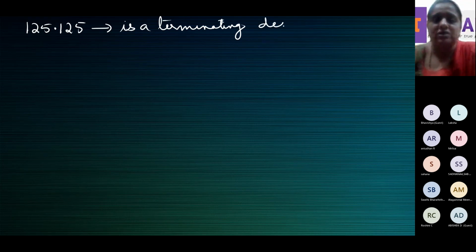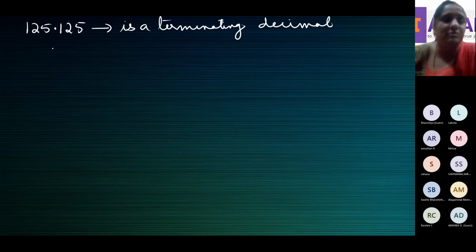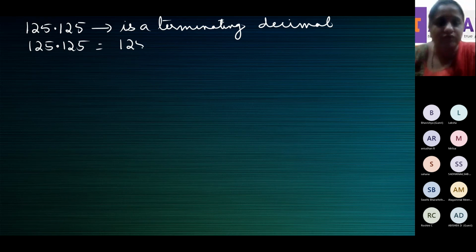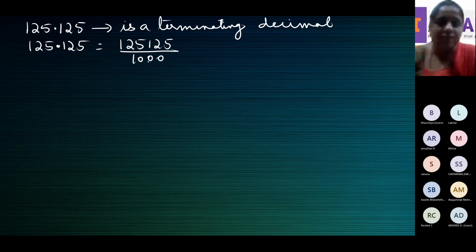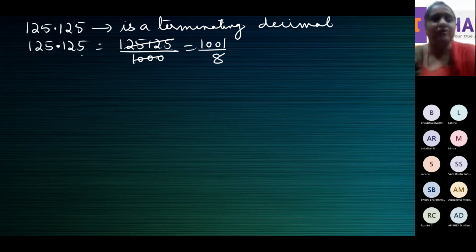125.125. This is a terminating decimal. Its P by Q form is 125.125 is equal to 125125 divided by, because after the decimal point there are 3 digits, divided by 1000. So on simplifying, we got 1001 by 8. This is the P by Q form for 125.125, which is a terminating decimal.